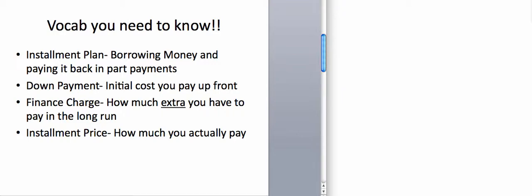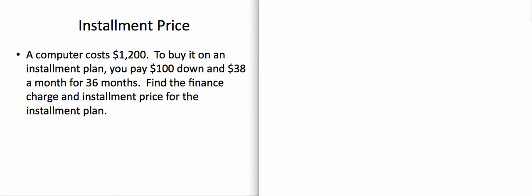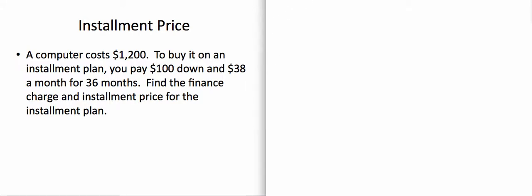Okay, so let's say you want to buy a computer. Some of you are going into college the next year or two. You're going to be making some bigger purchases, and you may not have the money to pay for it all right away. So you'll say, I want to buy this computer, but I want to pay it off over a longer period of time. It's easier for me to do it that way. You want to figure out how much this is actually going to cost me in the long run. That would be the installment price, and then the finance charge is how much more it is.